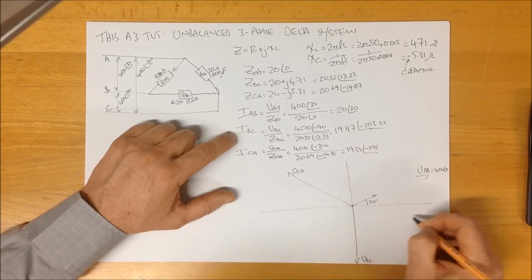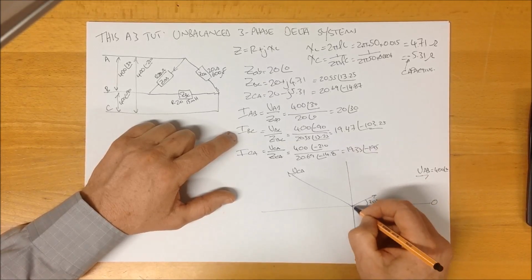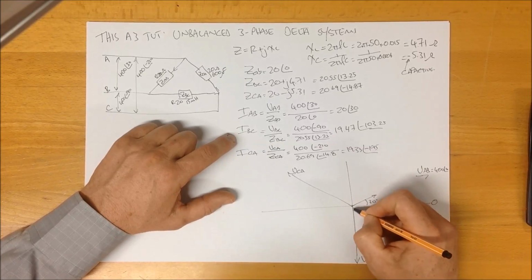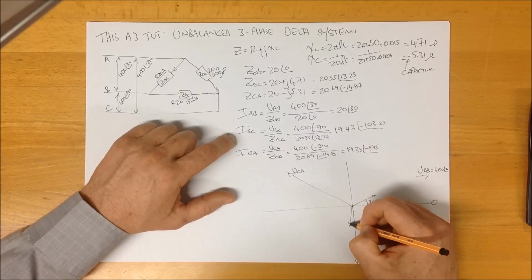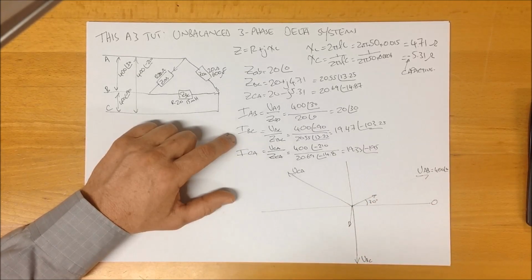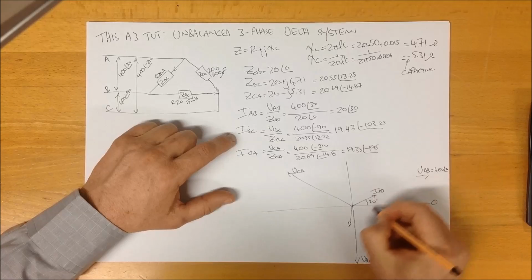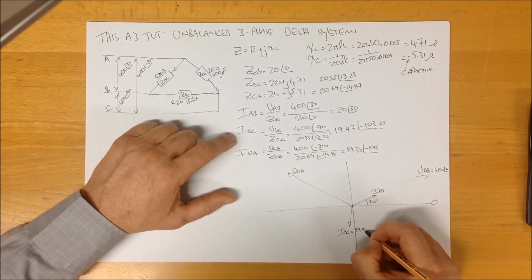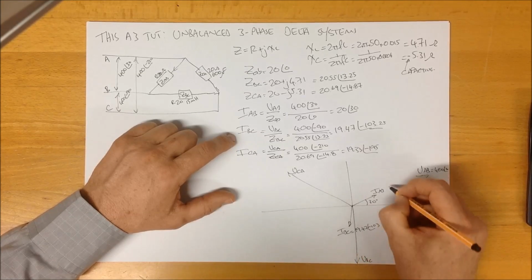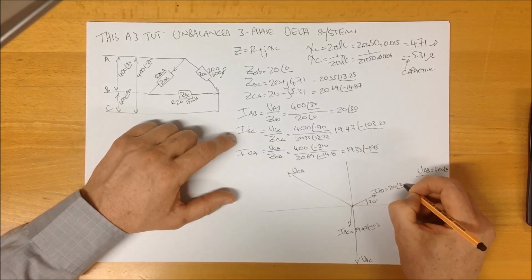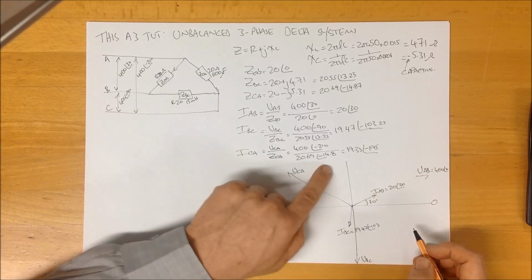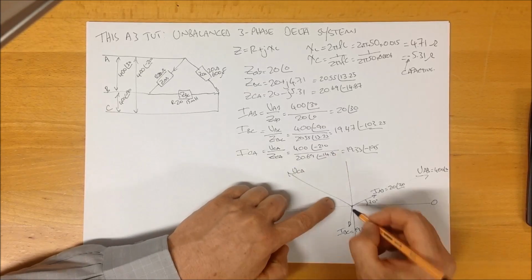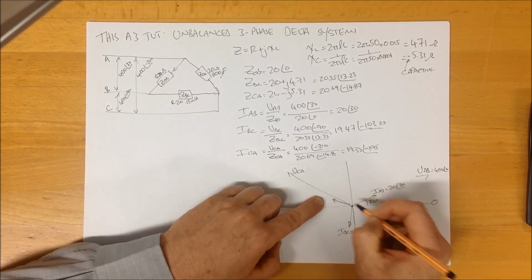So this is 0, that's minus 90 here. So that current will be down here somewhere, of roughly the same magnitude as this, which we'll plot roughly there. And our ICA current is at minus 195, which will be like this.